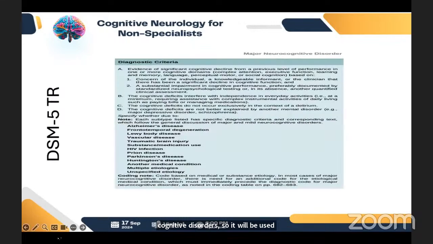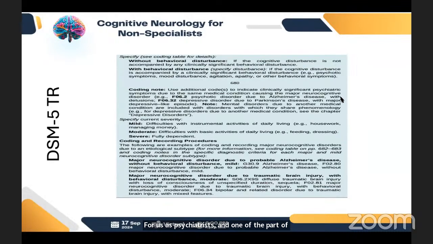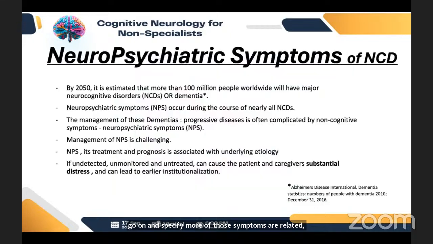Okay. So this is the criteria for diagnosing neurocognitive disorders or dementia for us as psychiatrists. And one part of the diagnosis is actually having behavioral symptoms. You can see that there's a specification of with or without behavioral disturbances or symptoms. And then you can go on and specify whether those symptoms are related, for example, to mood symptoms, irritation, apathy, or psychotic symptoms, or other symptoms.